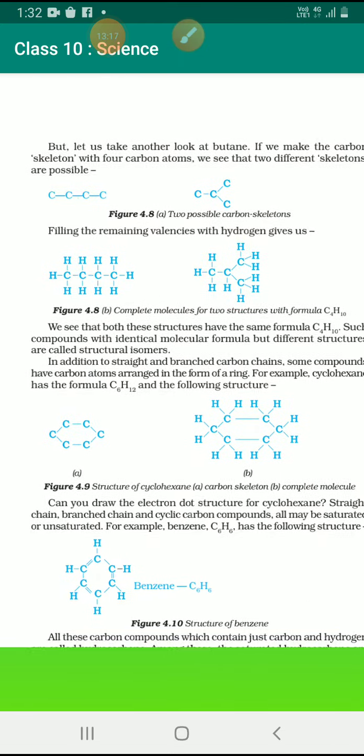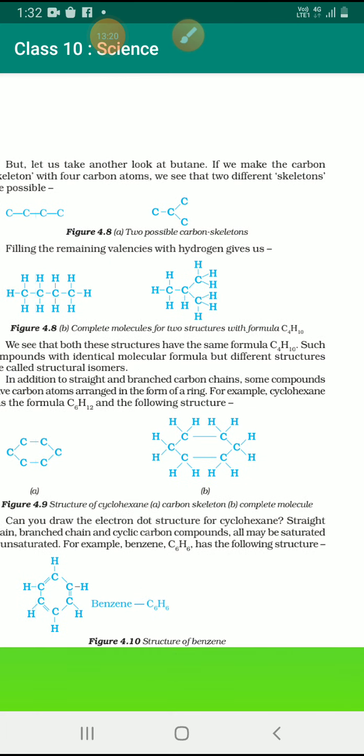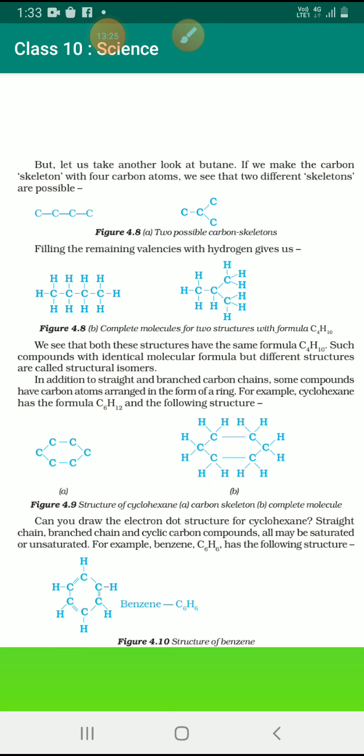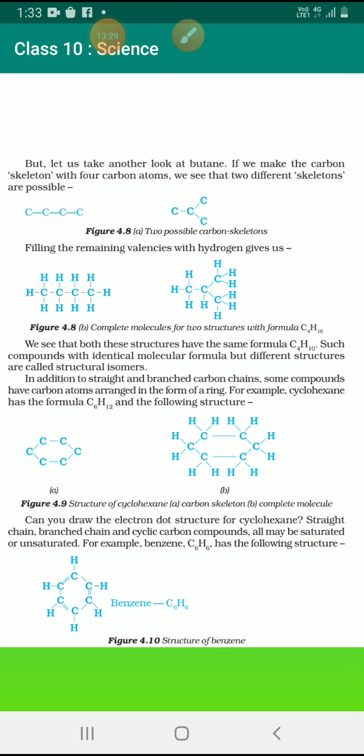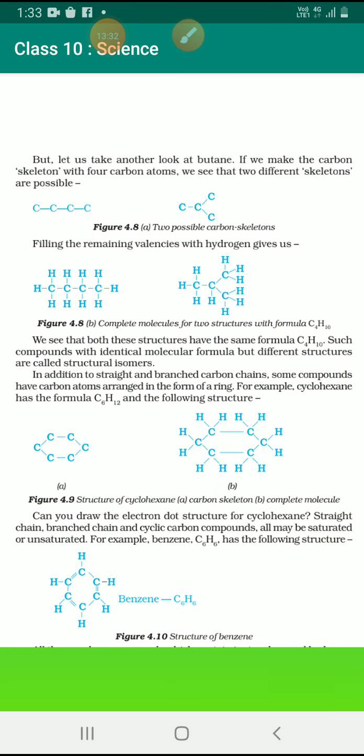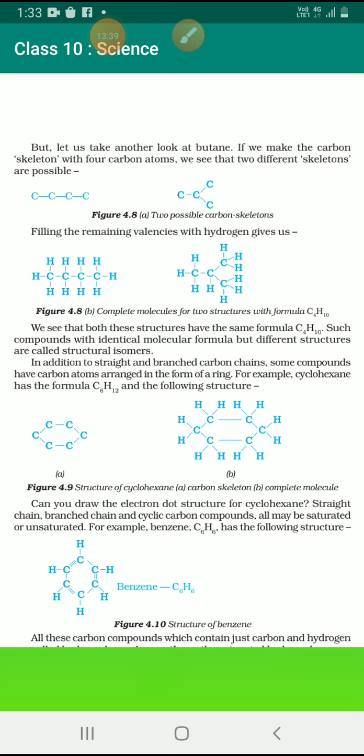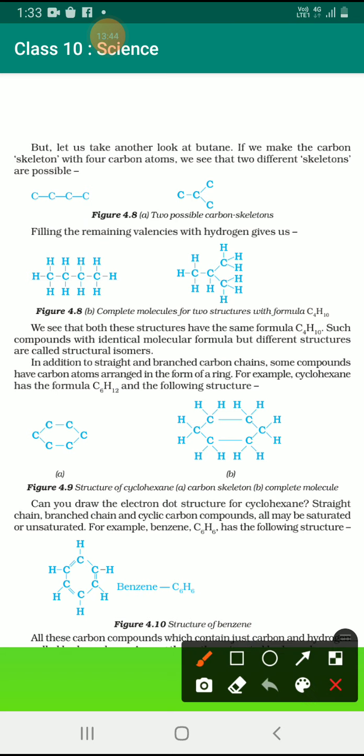Okay, but let us take another look at butane. If we make the carbon skeleton with 4 carbon atoms, skeleton means structure, we see 2 different skeletons. These 4 carbon atoms can be arranged in 2 ways. One, it can be arranged in a straight chain, another is the branched chain.